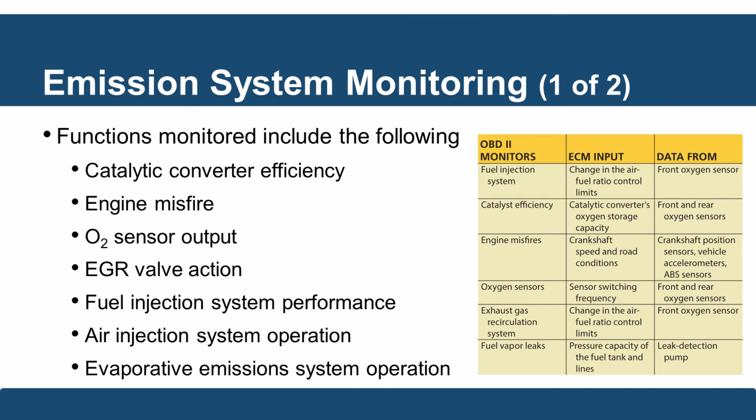Now, the emission system monitoring that goes on, there is a list of the systems that are monitored: the catalyst, the engine misfire, the O2 sensors, EGR, fuel injection, air injection, and EVAP. Not every vehicle has all of these systems, but most scan tools will be hooked up to check those systems. If you ever hear the term, I'll have the monitors run, this is what they're talking about. Each one of these represents a monitor.